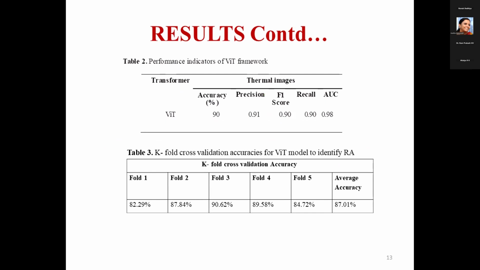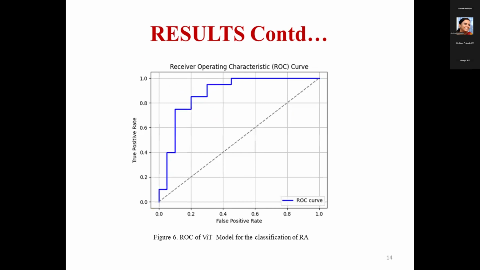Table 2 represents the performance indicators of the ViT framework. In table 2, we have used the percentage split method. With the percentage split method, we gained an accuracy of 90%, precision of 0.91, F1 score of 0.90, recall of 0.90, and AUC of 0.98. Also, we have performed K-fold cross-validation. We have taken 5 folds, and we have obtained an average accuracy of 87.01%. So in this study, we have got better accuracy in the percentage split method. Figure 6 represents the ROC of the ViT model for the classification of RA.